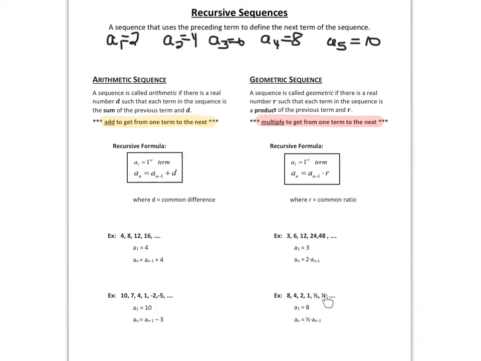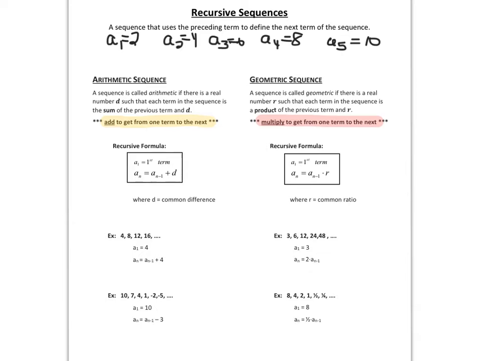So these are 2 types of sequences we're going to talk about here. For an arithmetic recursive sequence and for a geometric recursive sequence, these are the 2 formulas that we're going to use. So let me show you how they work. If you look, they both start off saying A sub 1 is the first term. So the first thing you have to do is say this is the beginning of my sequence.